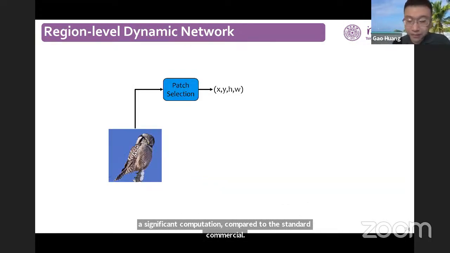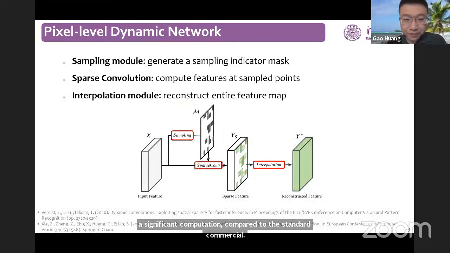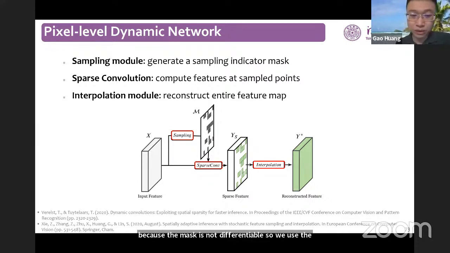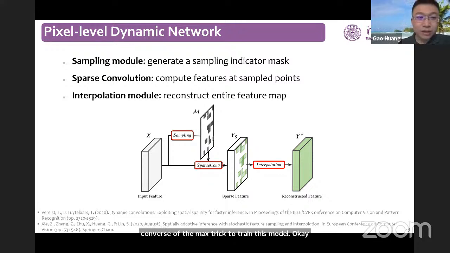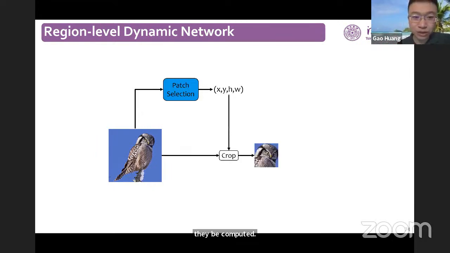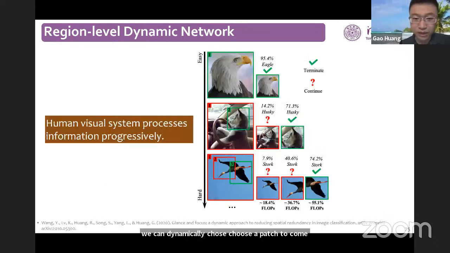Of course, training this network is not trivial because the mask is non-differentiable. So we use the Gumbel softmax trick to train this model. Okay, so instead of dynamically deciding whether each pixel should be computed, we also propose the region-level dynamic network. So we can dynamically choose a patch to compute or skip the computation.